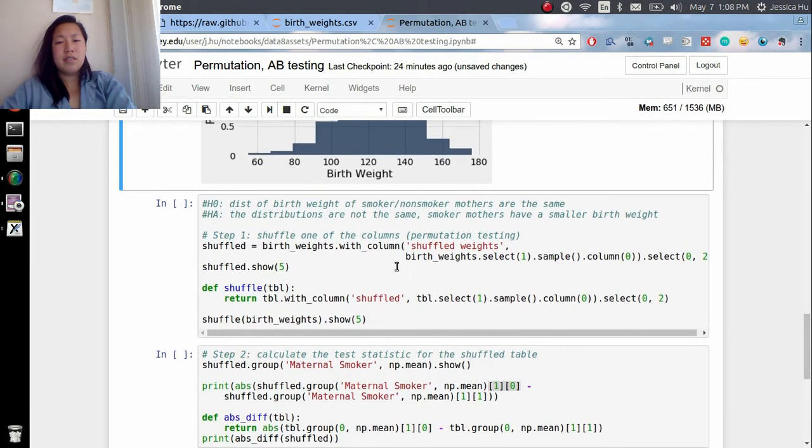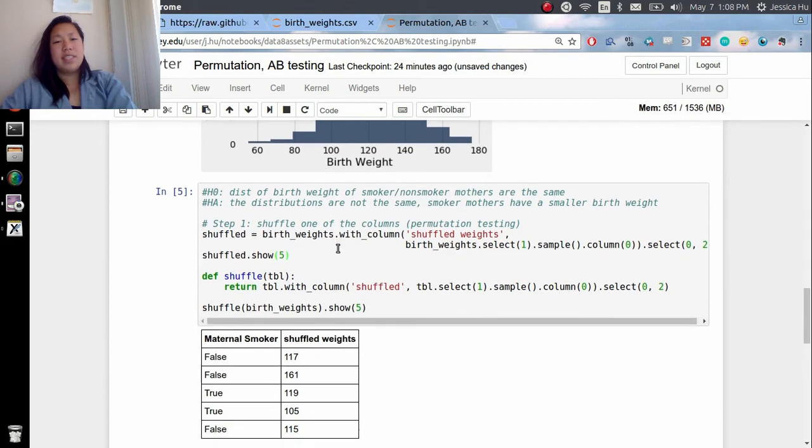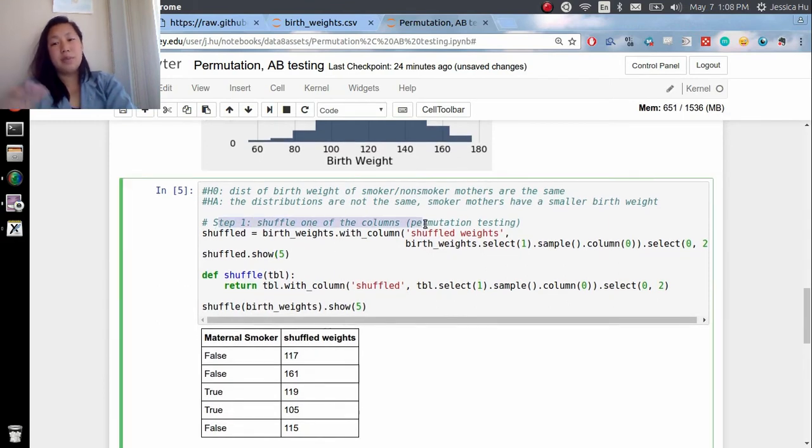Okay, so step one, we're doing the permutation testing part. Or actually, before that, I'll just go over my null and alternative. So the null is that the distribution of birth weights is the same for smoker and non-smoker mothers. And then your alternative is that they're not the same. And then we're also going to define a direction here, which is that smoker mothers have a smaller birth weight. Or actually, no, sorry, our test statistic does not do that. So, okay, the distributions are not the same.